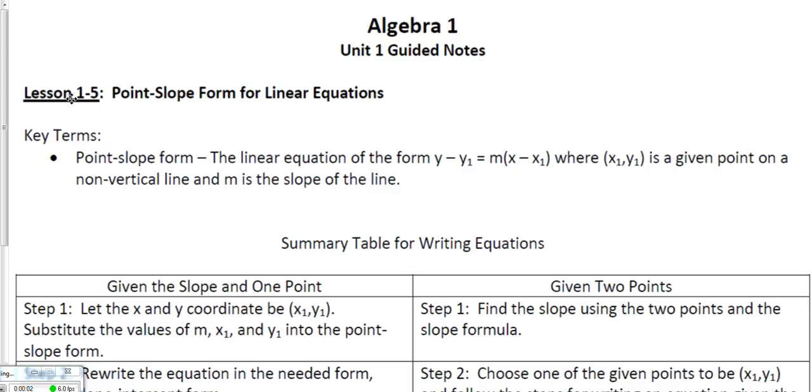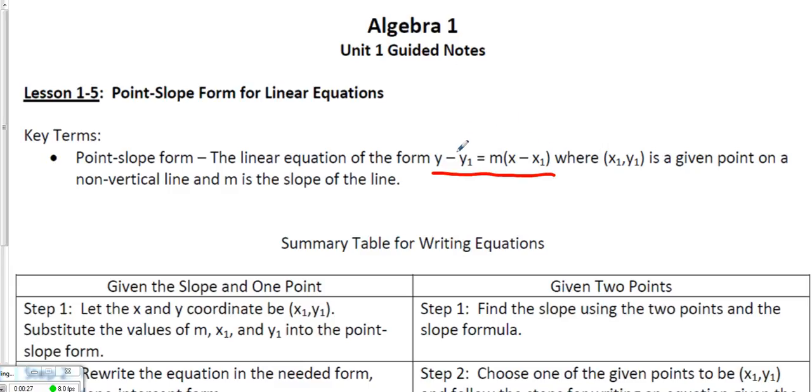All right, lesson 1.5 is all about the point-slope form for a linear equation. So our key term for this is just point-slope form. It's a linear equation, so again, like all of the equations we've been looking at, this one will graph out a line, but it's in the form y minus y1 equals m. On the outside of these parentheses, m is being multiplied by x minus x1.